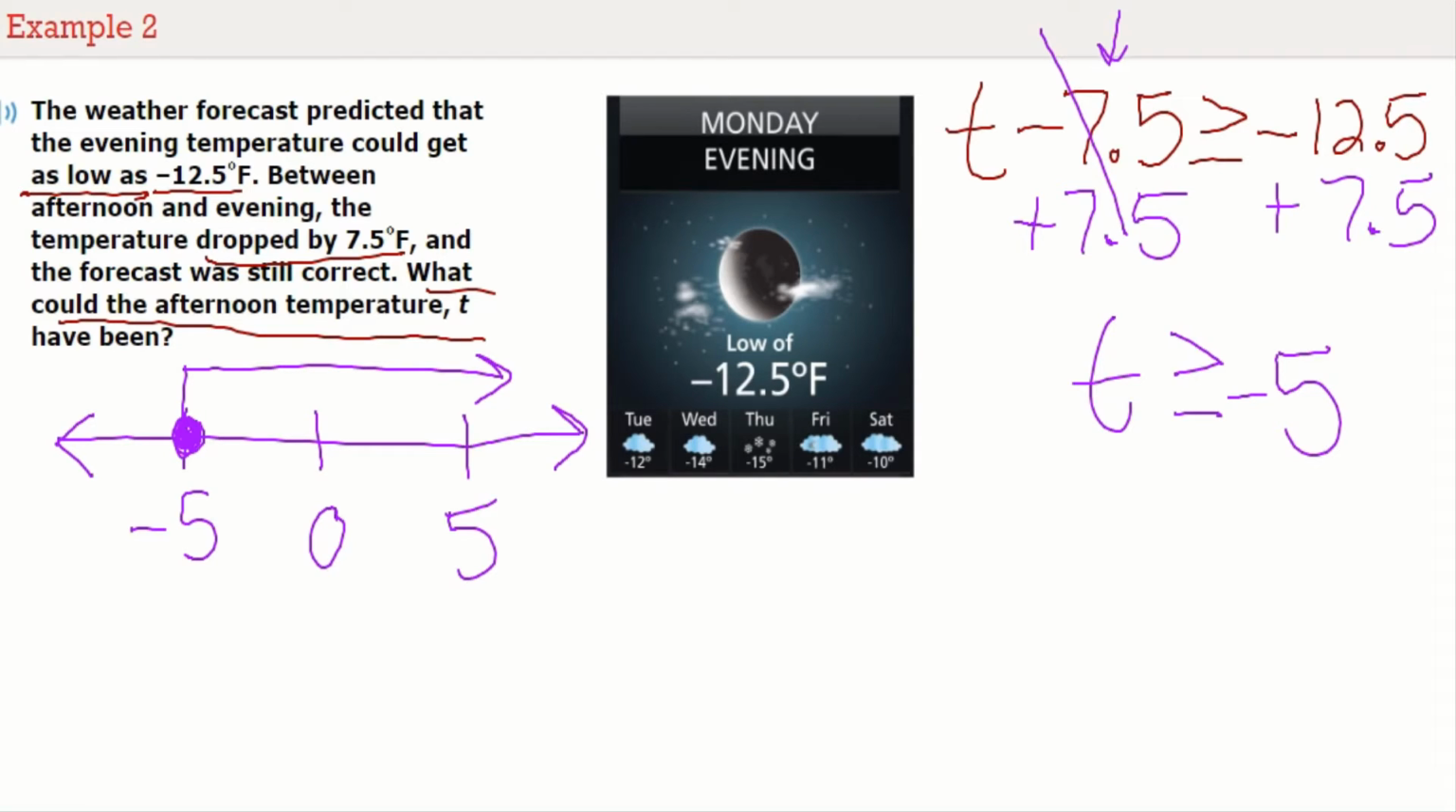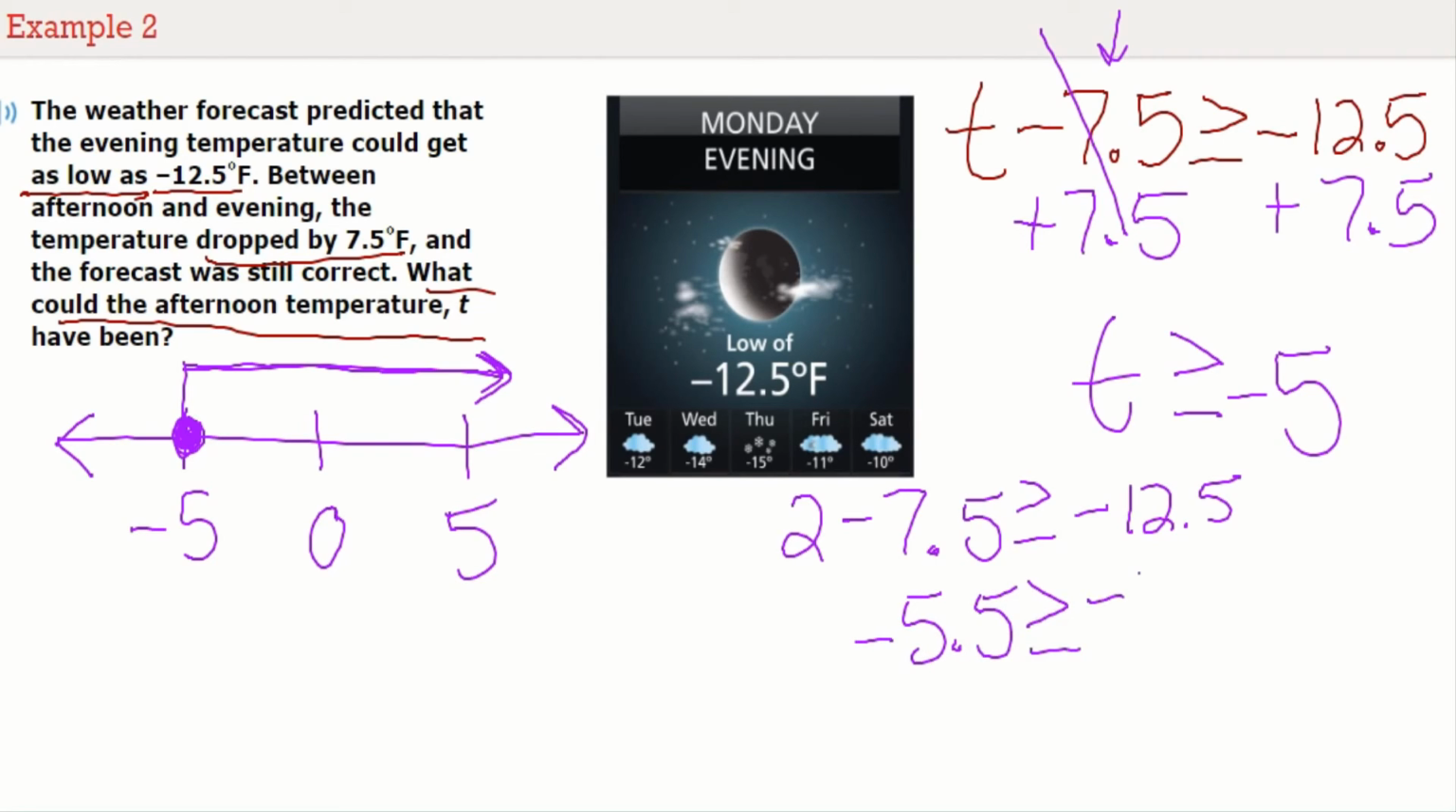Next, I can check. You can check by substituting any number that's a part of this inequality. Let's use +2. So 2 minus 7.5 is greater than or equal to -12.5. Now 2 minus 7.5 is equal to -5.5. Now is -5.5 greater than or equal to -12.5? Yes, it is. It is greater than -12.5, so we know our ray is going in the correct direction.